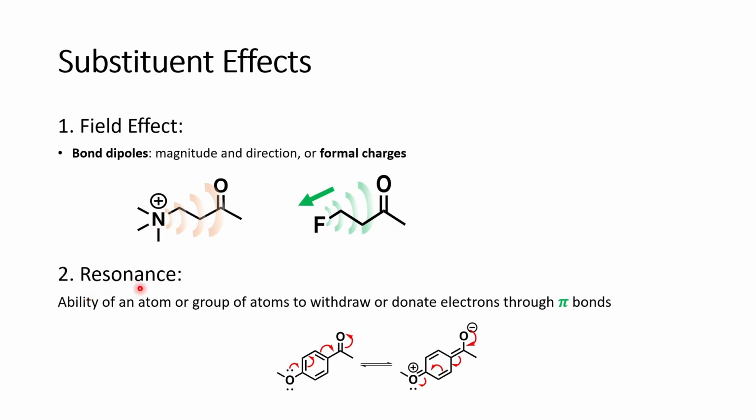Second, we have the resonance effect. Basically, the resonance effect is the ability of an atom or group of atoms to withdraw or donate electrons through pi bonds. In older textbooks, this is also known as the mesomeric effect. For example, here you can see the alkoxy group is inducing a negative charge on this carbonyl group, which is situated quite remotely from the methoxy group. So this is known as resonance.